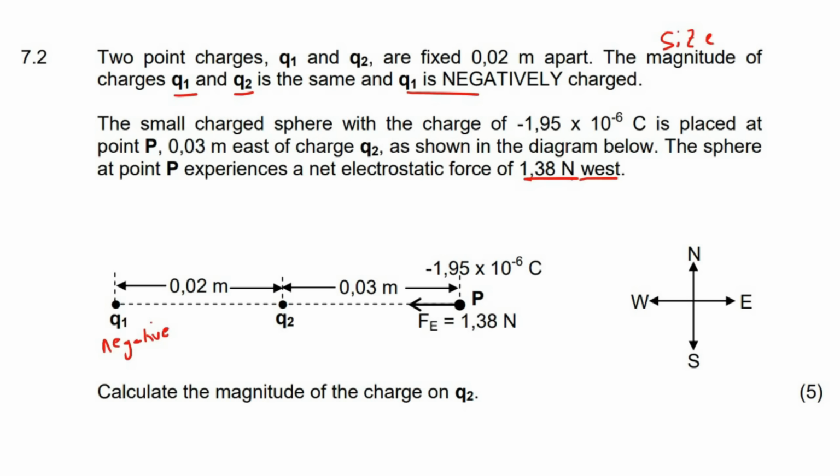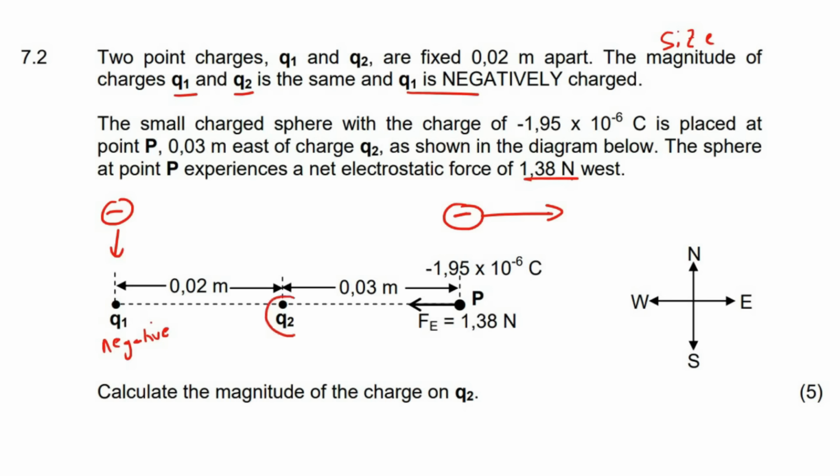Now I'm going to try to convince you that Q2 has to be positive. How do I know this? Check this out. If Q1 is negative, and P is also negative, what would Q1 do to P? Would it pull it west, or would it push it east? If both are negative, they will repel each other. So Q1 is going to push P to the right. But they tell us that the overall force acting on P is to the left, because it's west. So how can P still want to go to the left, even though Q1 is pushing it to the right?